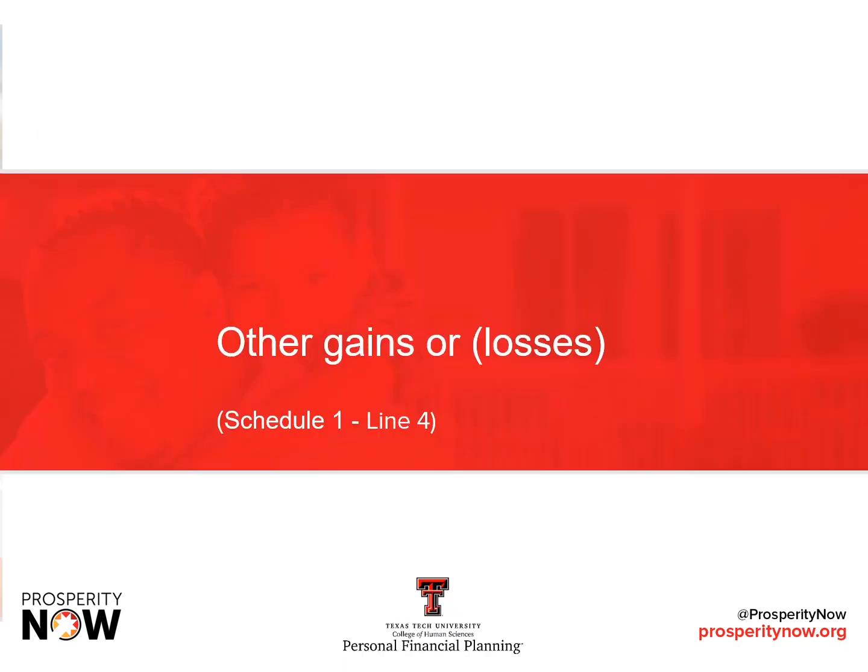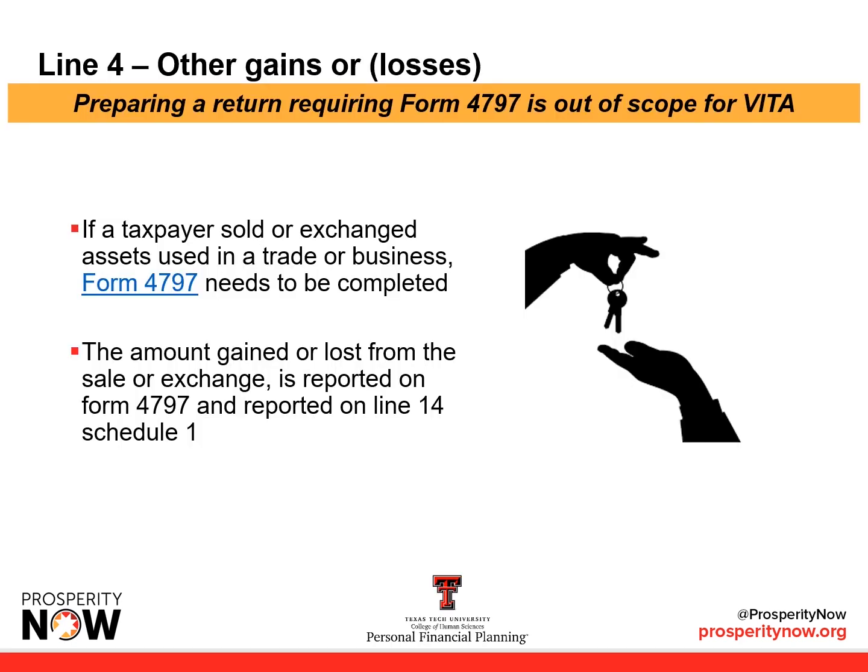Now we'll talk about other gains or losses, which is line 4 of the Schedule 1. Note, preparing these returns, which require a Form 4797, is out of scope for VITA. In order to kick in the Form 4797, a taxpayer must have sold or exchanged assets used in a trade or business.